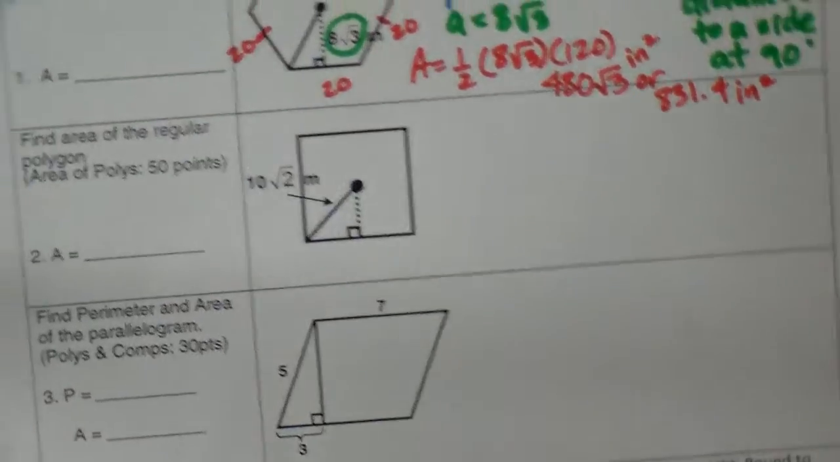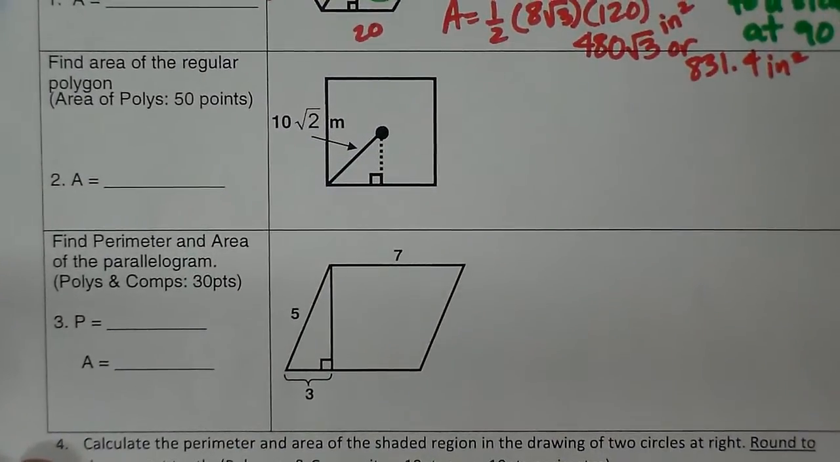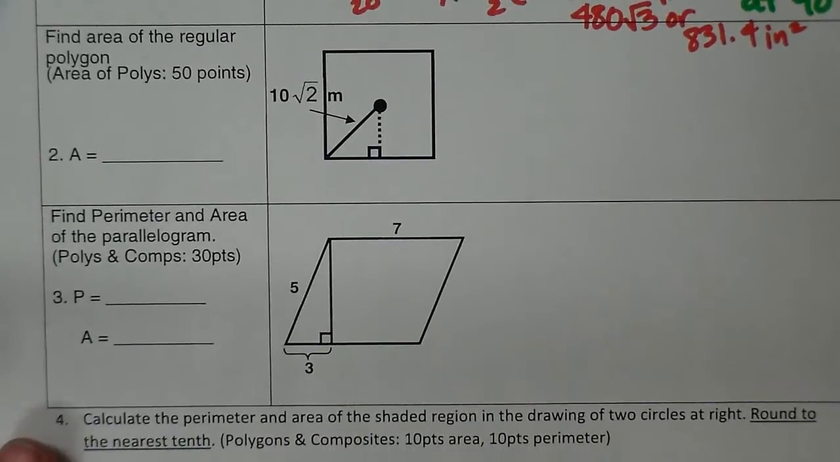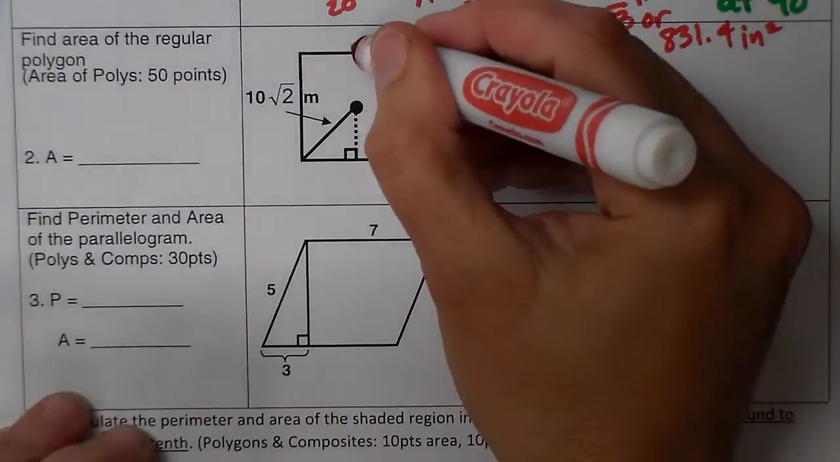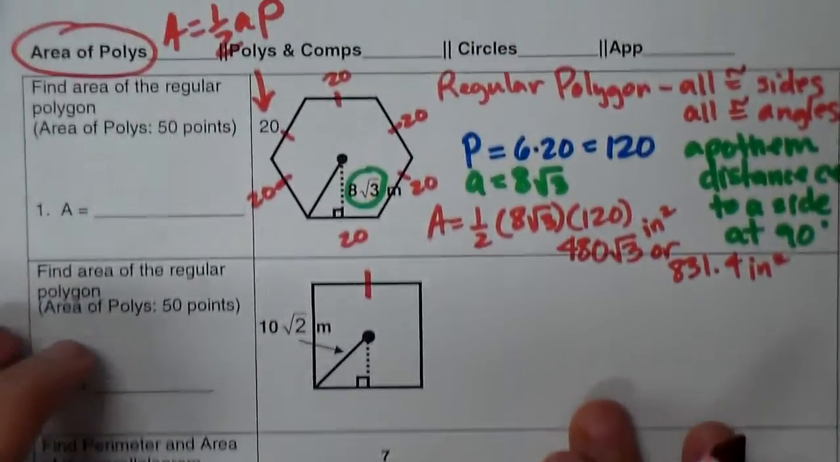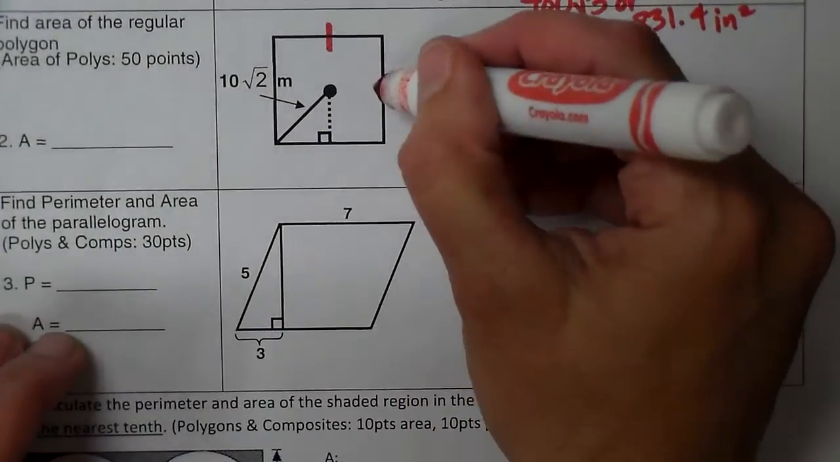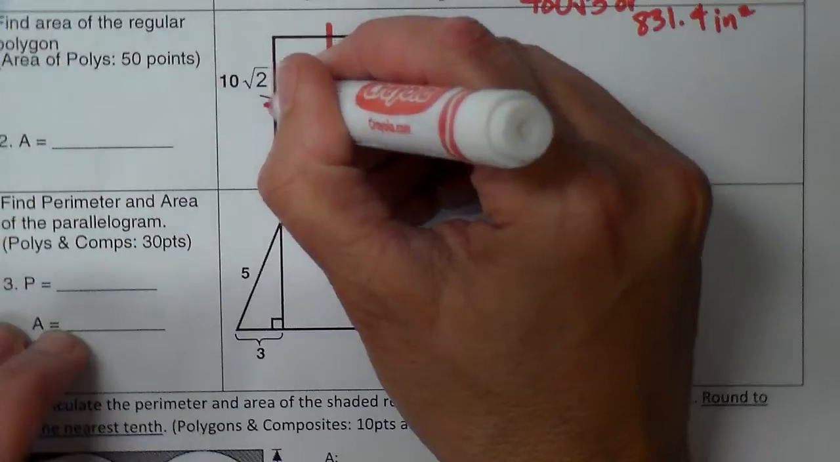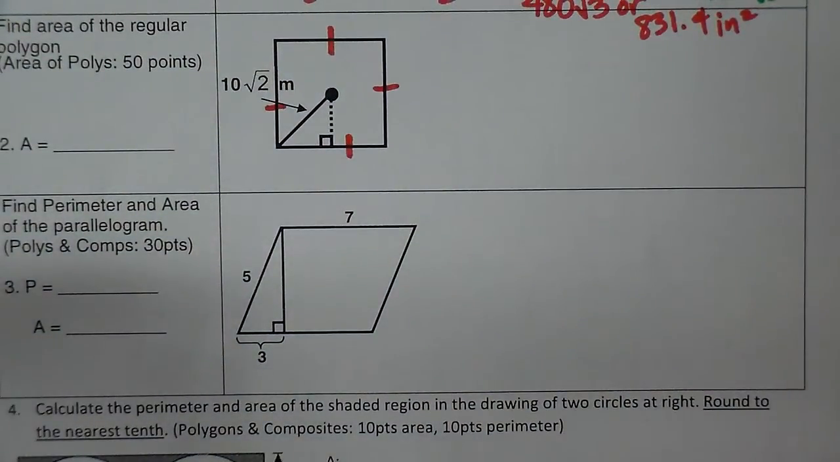Now the second one is a square. It is also a regular polygon. A square is a regular polygon. So we can use 1/2 AP, but there's actually a bit of a shortcut on this one. So it's a square, it's regular. What does regular mean again? Regular means all sides and angles are congruent. So that means that all 4 sides are congruent. So whatever I get for one side, the rest of them are the same.